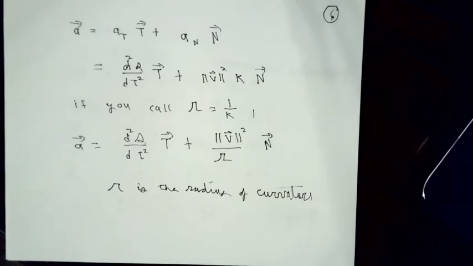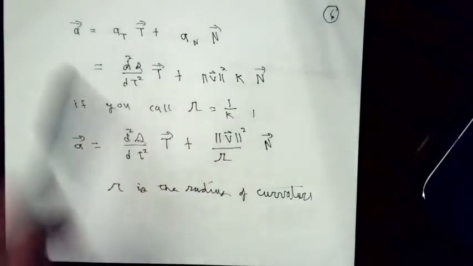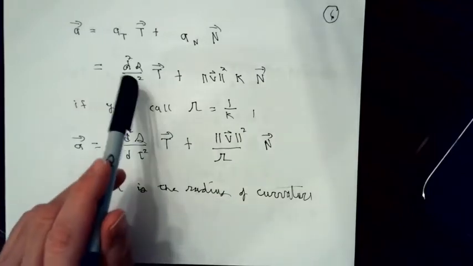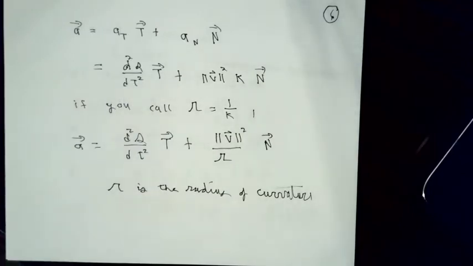If I want to make physics connections to things, in our formula for the acceleration as a combination of T and N, we already know something about the a sub T. It's the second derivative of distance traveled with respect to time. This other thing, the acceleration in the normal direction, one way to write it is the speed squared times the curvature. Many people will make up another variable, which is the reciprocal of the curvature.